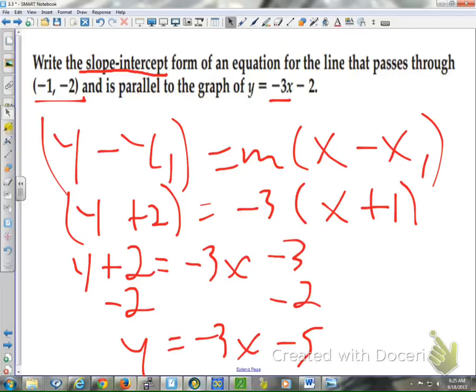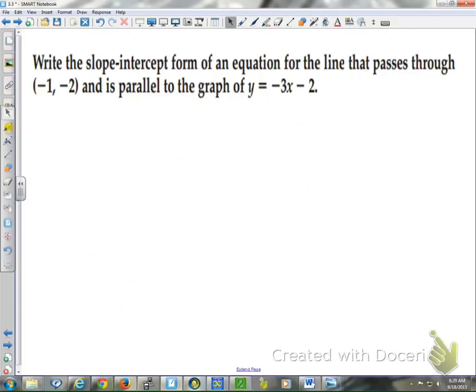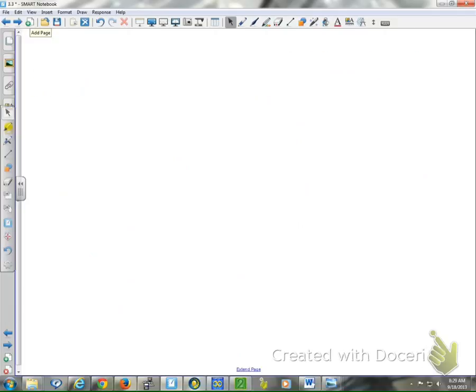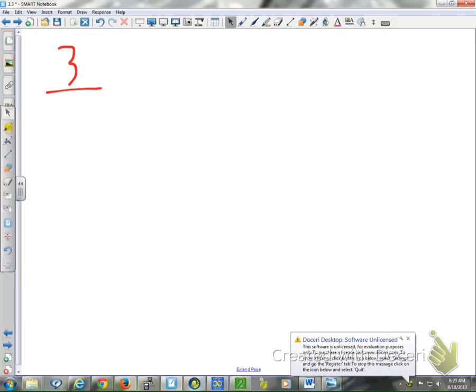So that's parallel. The other key word of the day is perpendicular. Now, if lines are perpendicular, their slopes will not be the same. They will be as opposite as they can possibly be. So if our slope is 3/7, the perpendicular slope to that would be -7/3. You flip it and you change its sign. Those two slopes would be perpendicular.